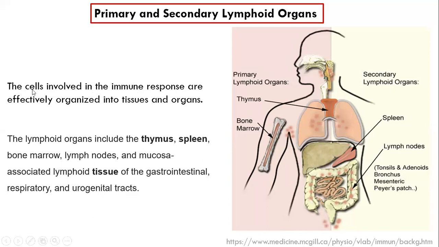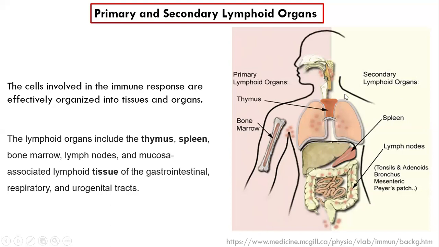These tissues and organs are primarily divided into primary lymphoid organs and secondary lymphoid organs. For primary lymphoid organs, only two tissue systems or organs come up. One is the thymus, located in the body here. Another one is the bone marrow. In the bone marrow, hematopoietic stem cell divisions happen and cellular differentiation happens. These two are primary lymphoid organs. And then secondary lymphoid organs are the spleen, lymph nodes, and a few other tissues as mentioned here.